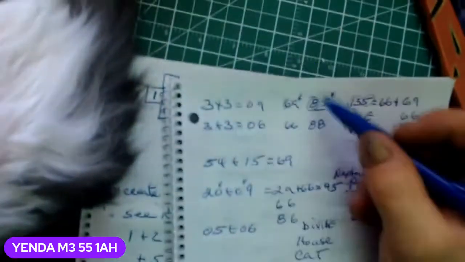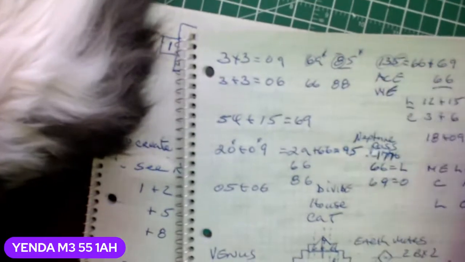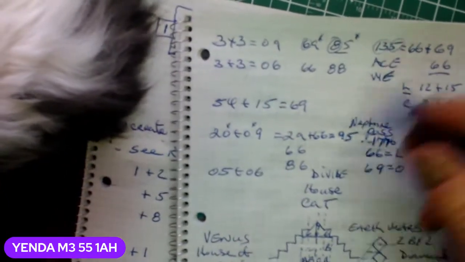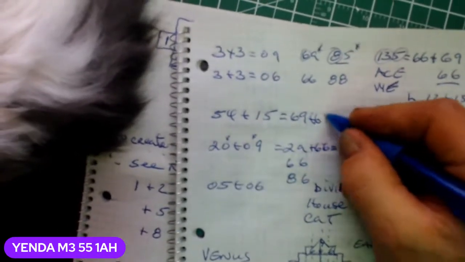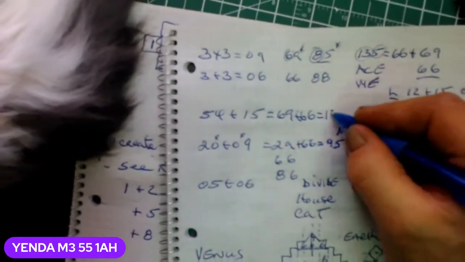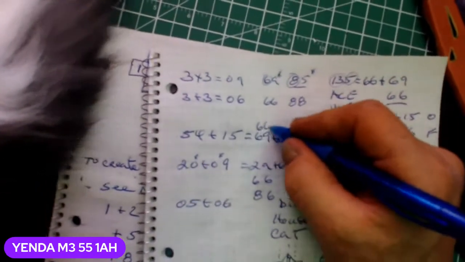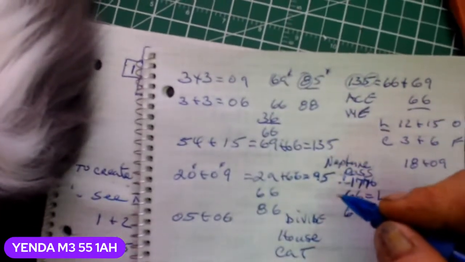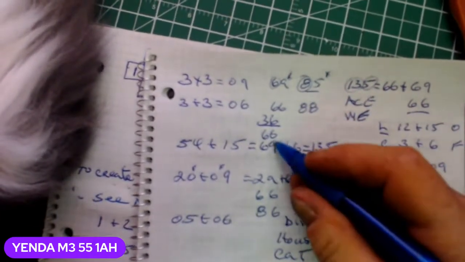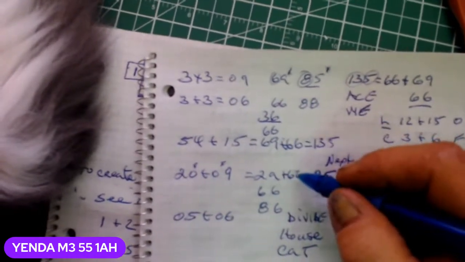The other thing I wanted to mention is 69 and 66. Did I total this somewhere? 69 and 66 equals 135, 1, 3, and 5. But we also have to note that it equals 36, creation. 6 and 6, 12, 1 and 2, 3. 9 and 6, 15, 1 and 5 is 6.